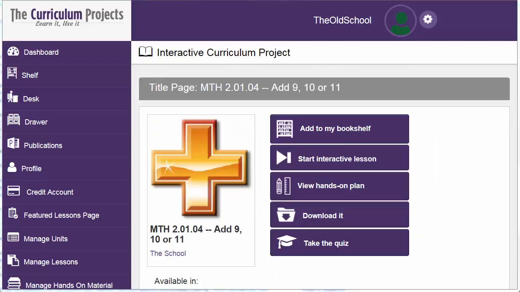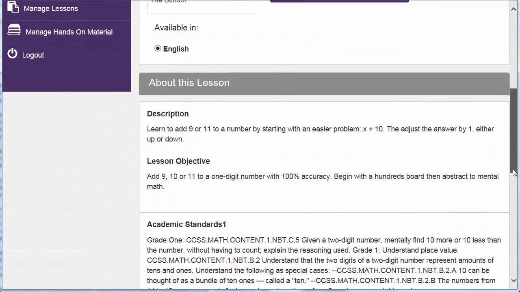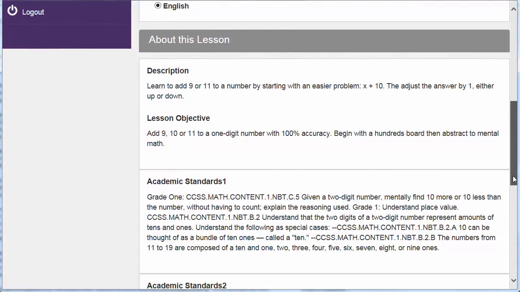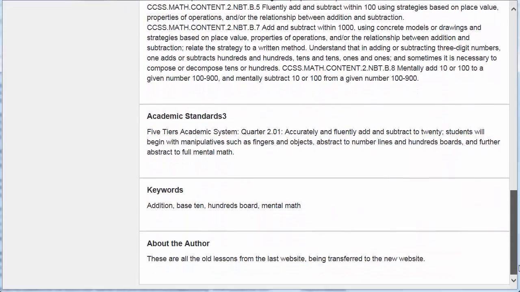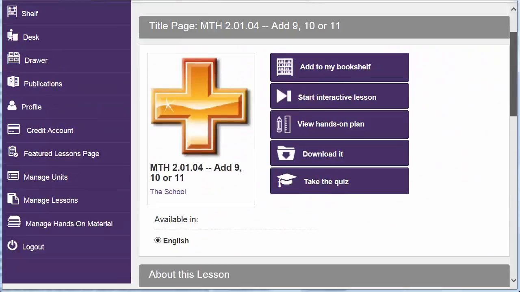This platform is designed to deliver lessons that are half online and half hands-on to address every learning style. Let's start with the online segment. Each lesson begins with a title page that includes the description, objective, and standards. Teachers can use this page to quickly find the lessons and units they need.